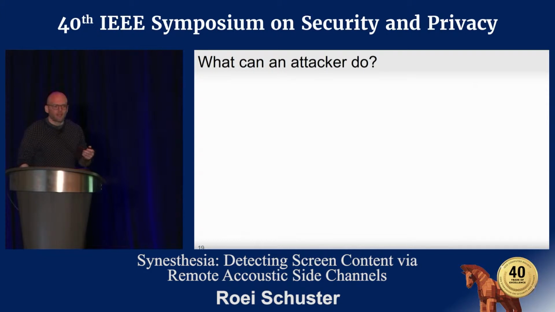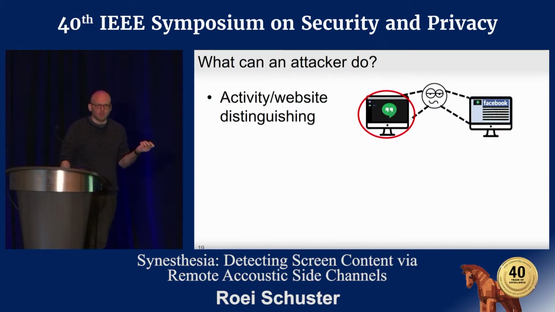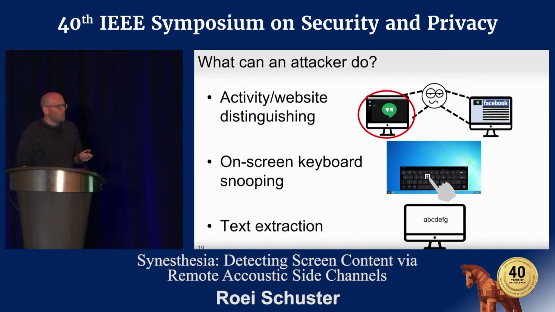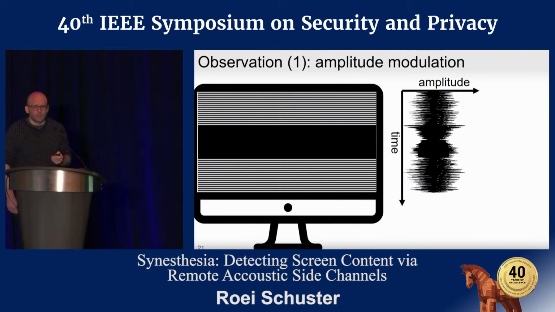So what can an attacker do with it? Because an attacker is not interested in zebras. They are interested in maybe extracting the websites that the victim is visiting, maybe snooping on the victim's on-screen keyboard, and maybe even extracting text. And we're going to do all these things. The way we're going to do it is, first I'm going to explain how we denoise the signal, and then I'm going to go over the attacks one by one, and they all rely heavily on machine learning.